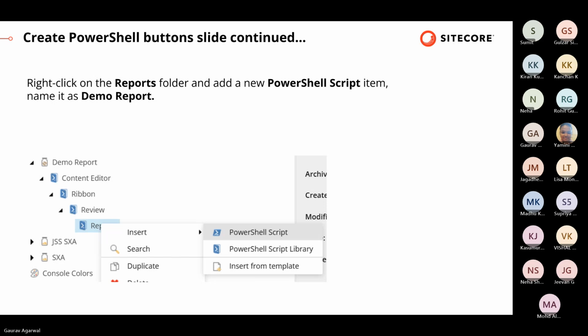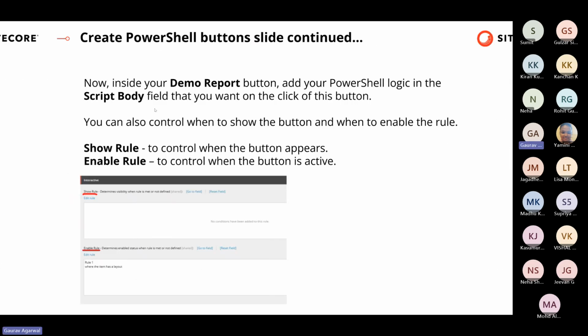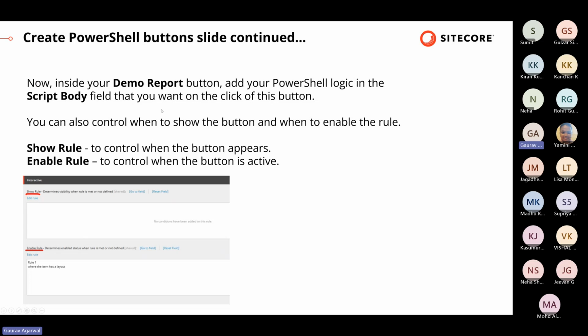And this is the main button that I'm talking about. This is created by the PowerShell script template. You just click on it and give your name here. This is where you can create your PowerShell script and do all the things. Once your Demo Report item is created, you can go there and write your PowerShell logic in the script body, whatever you want. If you want to create some reports, do publishing, or, if you're working on Next.js, revalidate your page by clicking on the button, you can write every logic in this script body. This is very, very useful.